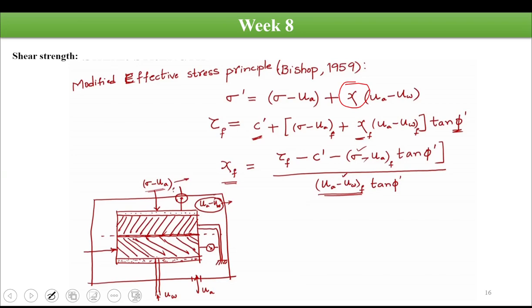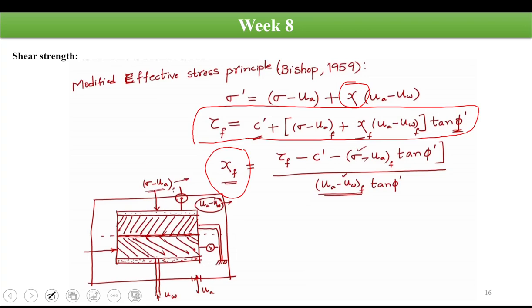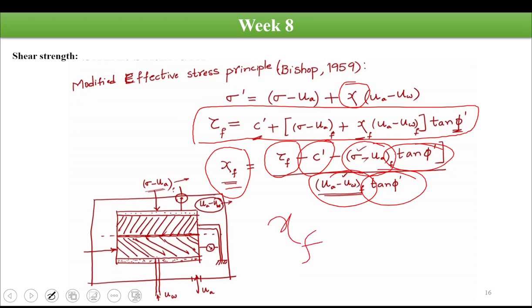If we reorganize these terms, then at failure, if we write this equation of the shear stress at failure, we can obtain the value of zeta f at failure as equal to (tau f minus c dash minus (sigma minus ua) tan phi dash) upon ((ua minus uw) tan phi dash). This equation will be very useful to calculate the value of this effective stress parameter from the laboratory test.